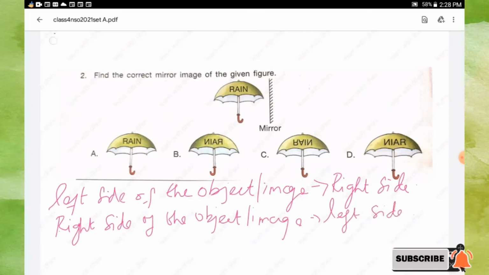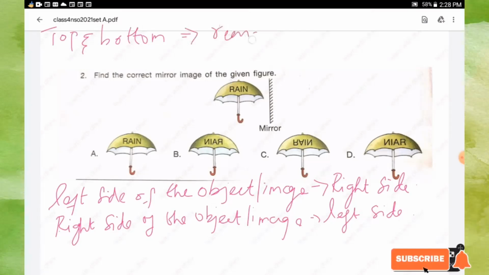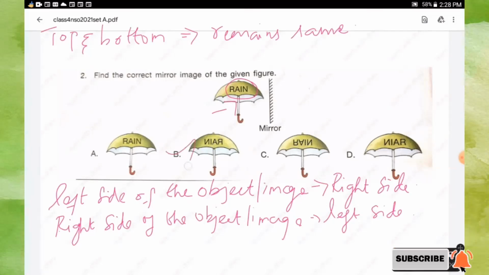Then the important thing is the top and bottom of the image remain the same. We have to follow these 3 key points. These key points apply to this image and also to the letters written in the given image. So by observing these points, finally your answer would be option B is the right answer.